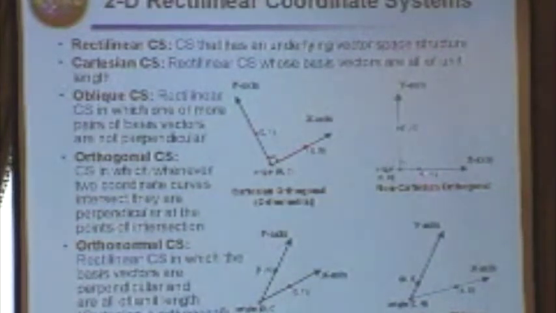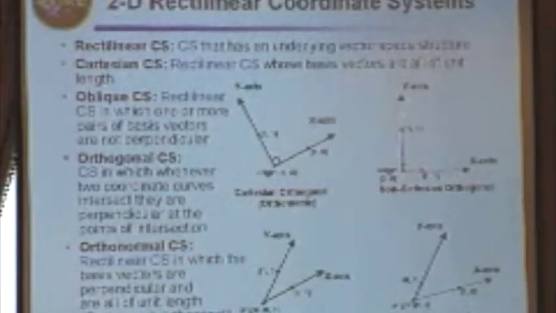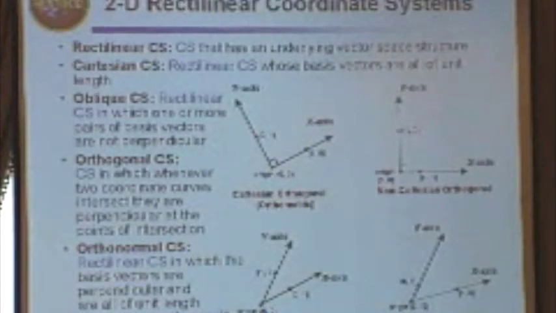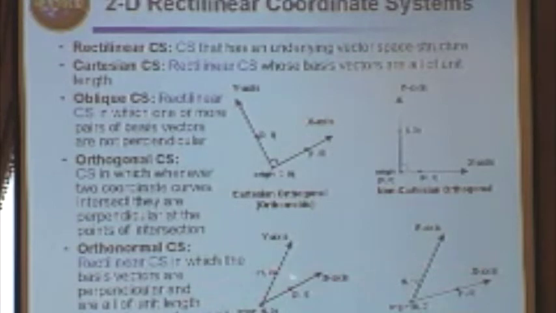Basically, if we have a vector-based structure in our coordinate system, we're going to call it rectilinear. And a Cartesian coordinate system is a rectilinear one whose basis vectors are all of unit length. So over here, we have a Cartesian one because the distance to the unit point is the same in both axes. Whereas over here, the distance to the unit point is short, and there it's long, so that would be non-Cartesian. And then there are oblique axis coordinate systems in each of these kinds, which create all kinds of distortion, so we want to be able to identify and talk about these things.